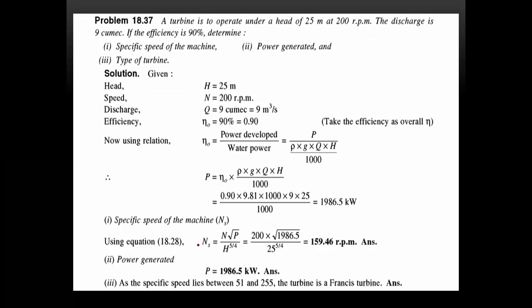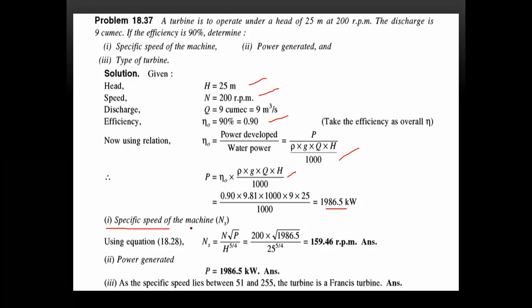You are having 10 minutes to go. Now a turbine is to operate under a head of 25 meters, rpm 200, the discharge is 9, efficiency is 90. Determine the power developed. Head value, N value తెలుసు, Q value చెప్పాడు, and efficiency is 0.9. Efficiency is equal to power developed by water power. Therefore P is equal to this.